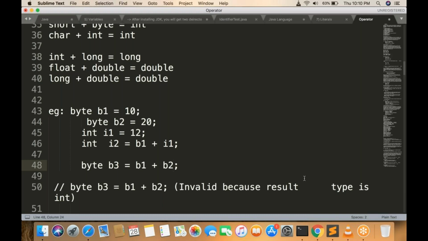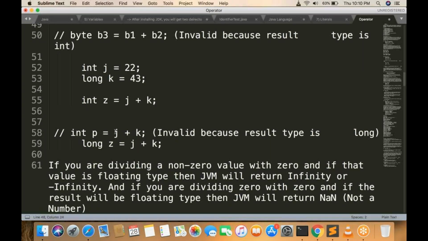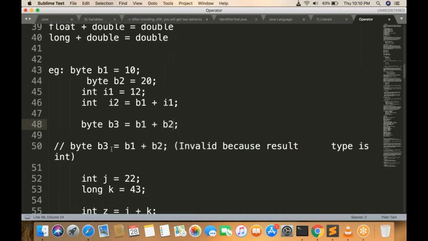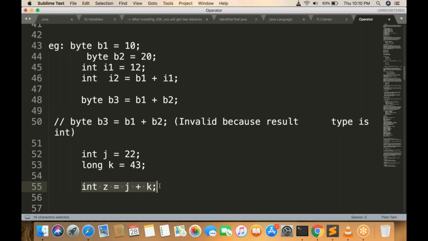Fine. Okay, let's move further. So see here what I was asking. Now tell me, Abhinay, whether this line is valid or invalid. Int j is equal to 22, long k is equal to 43. What is the result type here? Tell me. What is the result type?